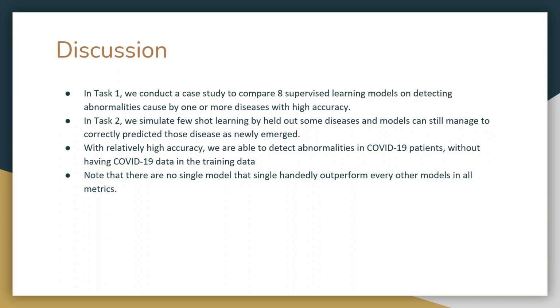Discussion. In task 1, we conduct a case study to compare supervised learning models on detecting abnormalities caused by one or more diseases with high accuracy. In task 2, we simulate few-shot learning by holding out some diseases, and the model can still manage to correctly predict those diseases as newly emerged. With relatively high accuracy, we are able to detect abnormalities in COVID-19 patients without having COVID-19 data in the training data.